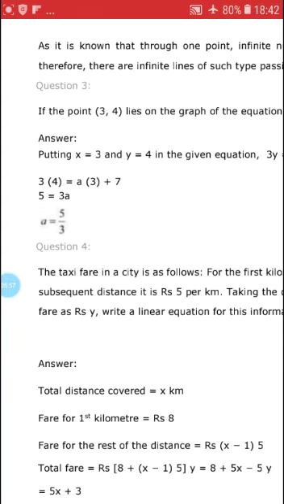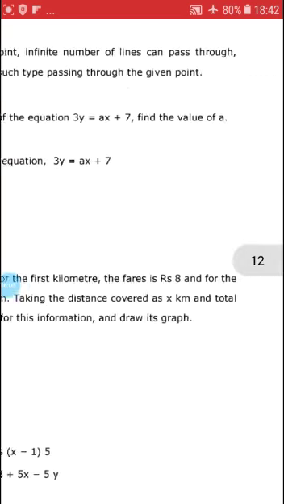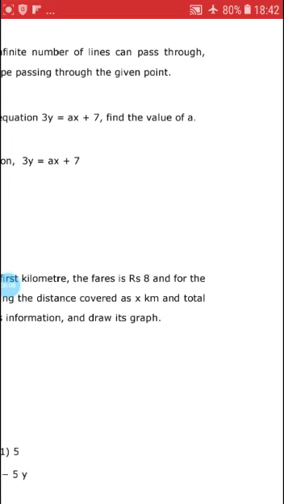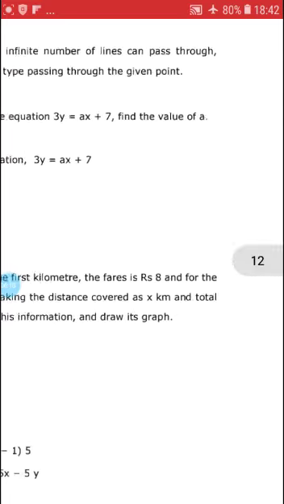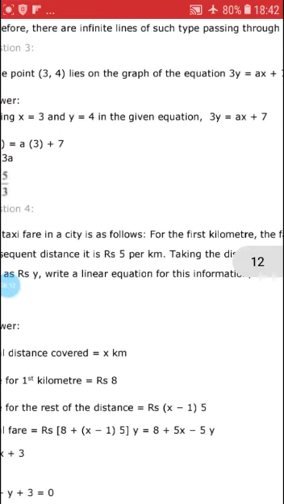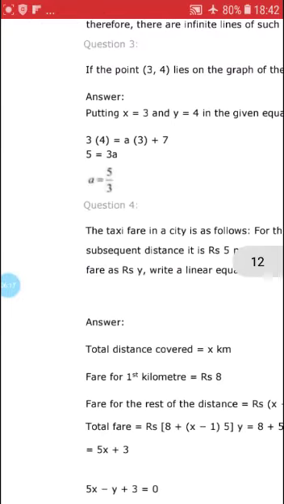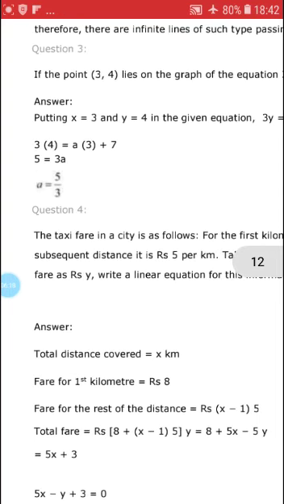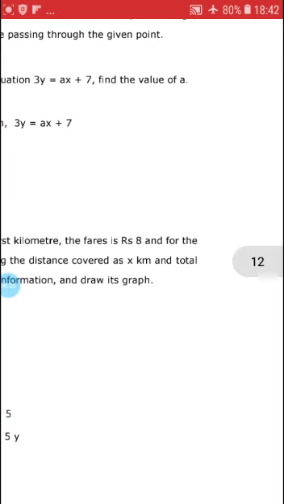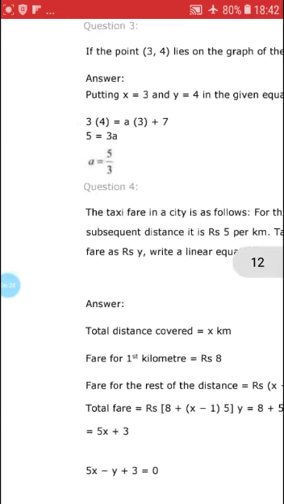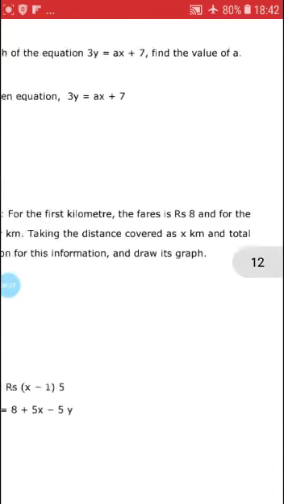Now see, our next question is: the taxi fare in a city is as follows. For the first kilometer, the fare is rupees 8. And for the subsequent distance, it is rupees 5 per kilometer. Taking the distance covered as x and total fare as rupees y, write a linear equation.